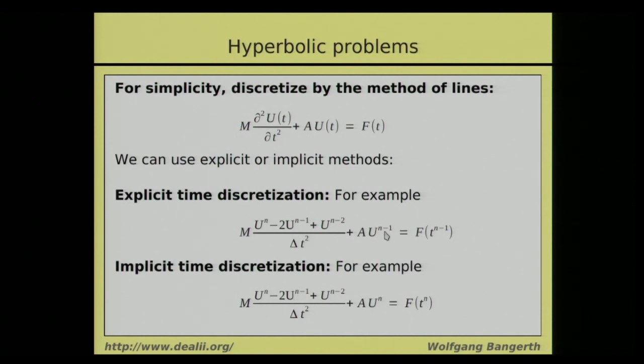The difference lies here: u_{n-1} for the explicit, u_n for the implicit method.